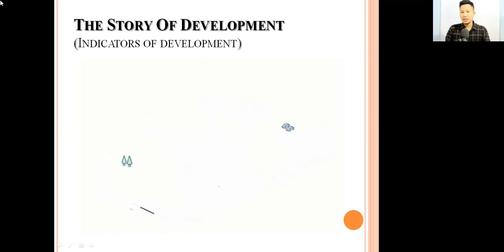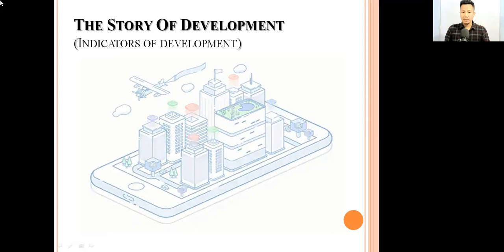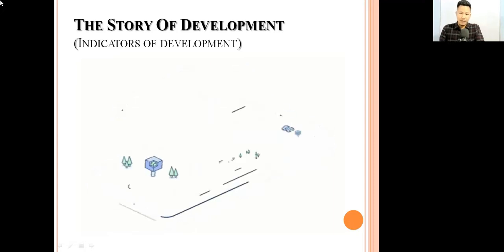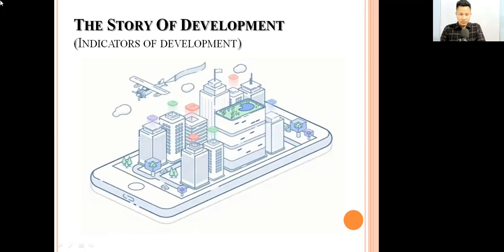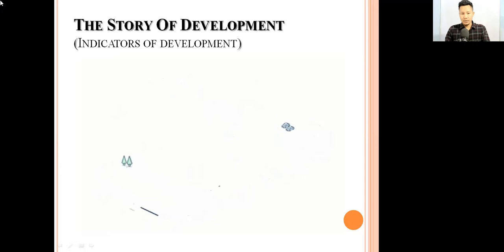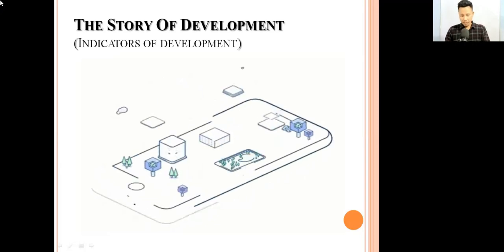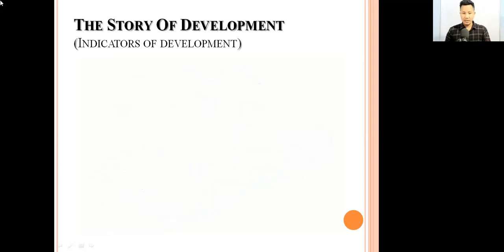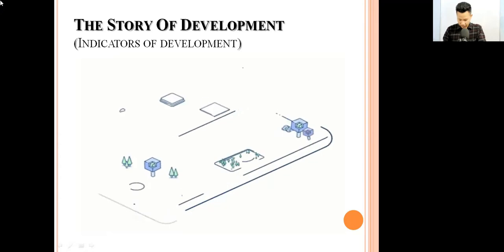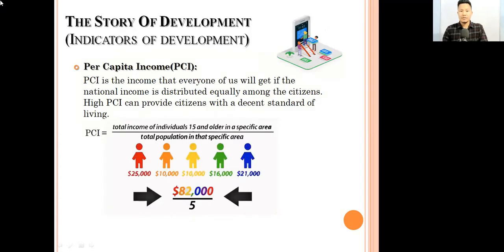What is development? Previous times, I told you that development is a change in our life or change in our society, change in our country, which is in a positive way. So as we know that development is change, now let us see indicators of development.